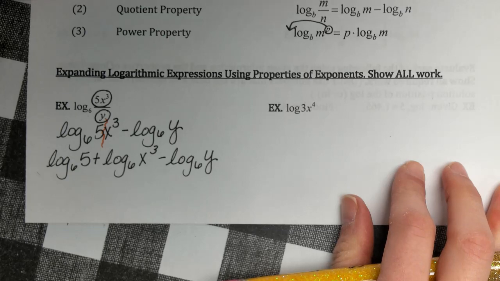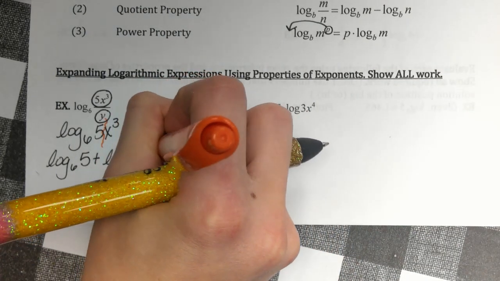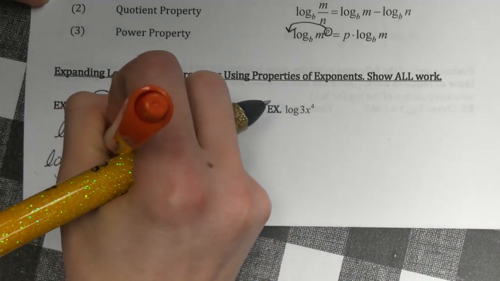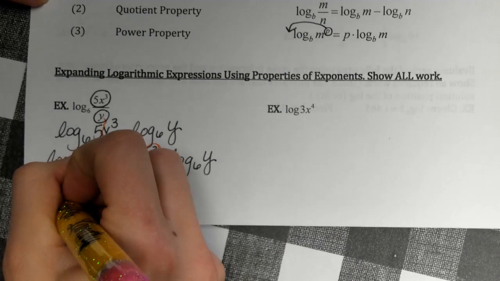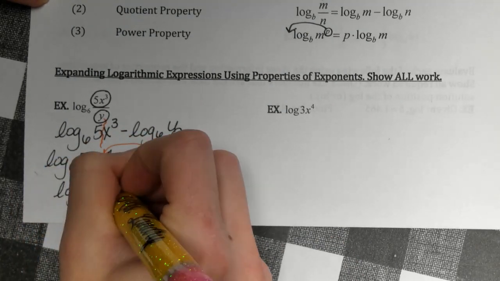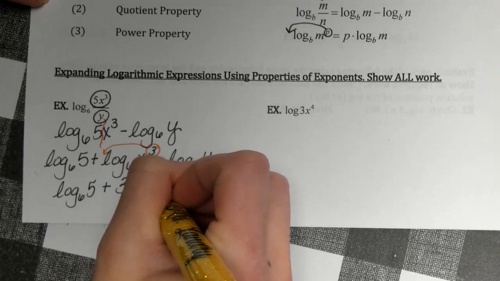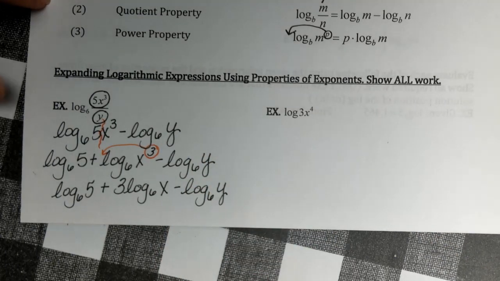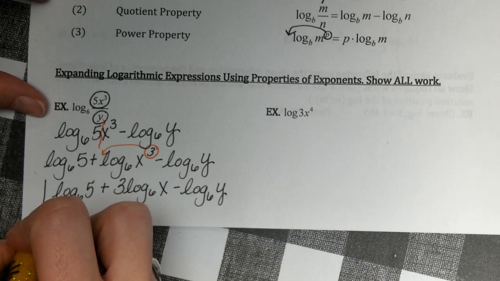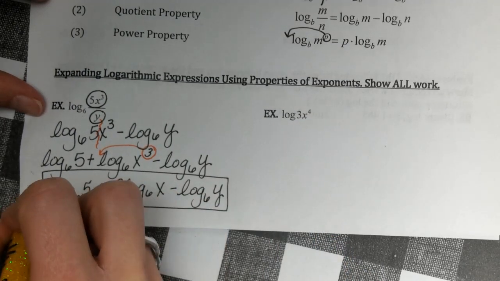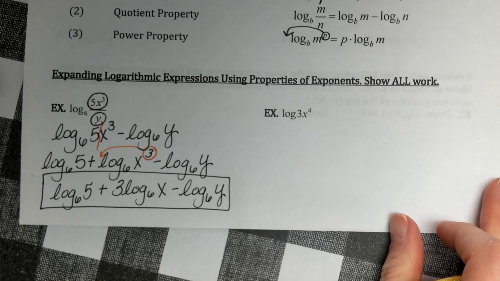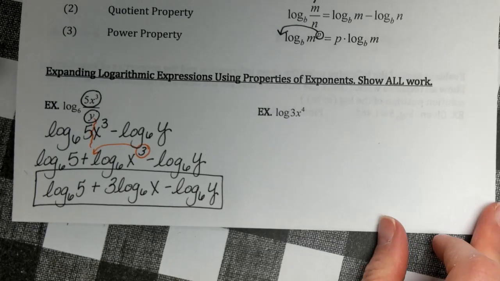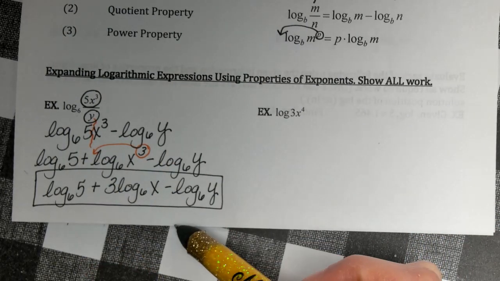Okay? Now the only thing I have left to do is bring this exponent. Anytime you expand, you don't want any exponents. You're going to use your power property and bring it directly to the front of that term. So I would have log base 6 of 5 plus 3 log base 6 of x minus log base 6 of y. I can't do any more expanding, so that is my answer. Okay? Y'all understand how we used our properties there?